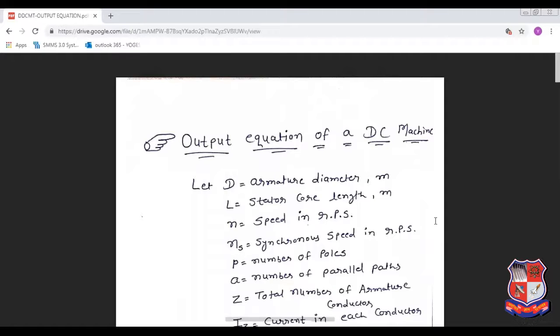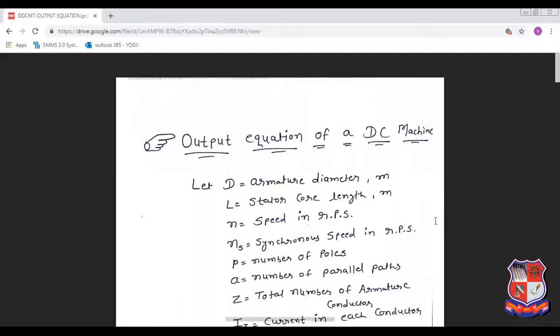Today I discuss the output equation of a DC machine. The output of a machine, any rotating machine like an induction machine, synchronous machine or DC machine, can be expressed in terms of its main dimensions, specific electric loading, specific magnetic loading and speed. The equation which describes the relationship between the output power, specific loadings, main dimensions and speed is known as the output equation.